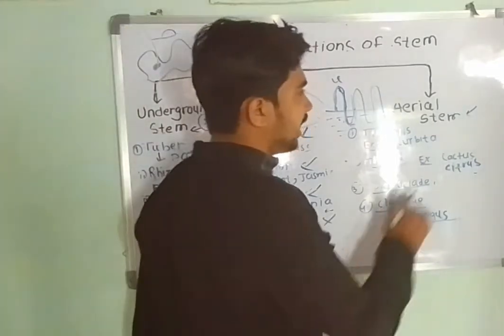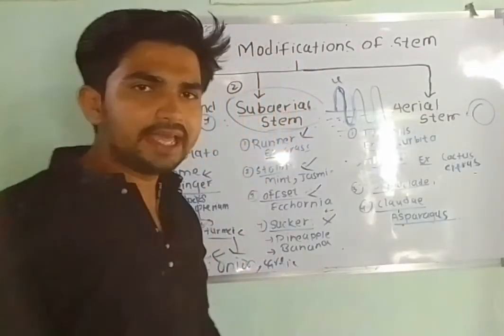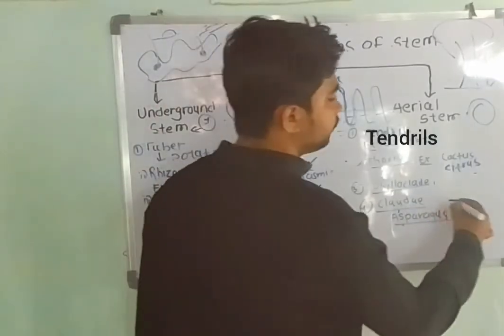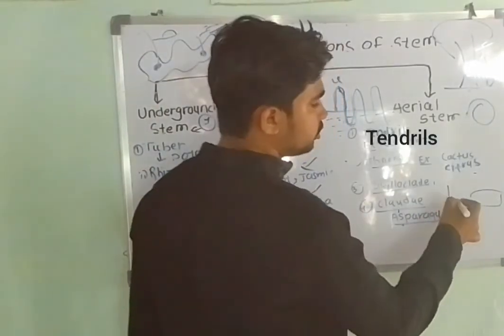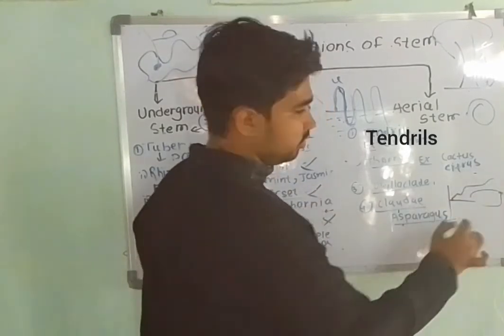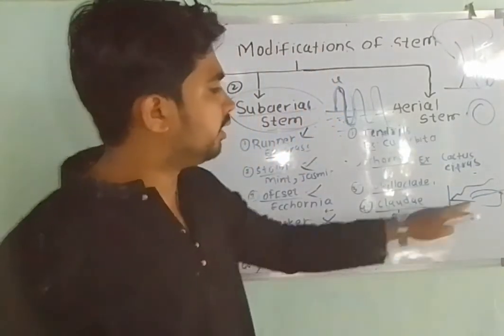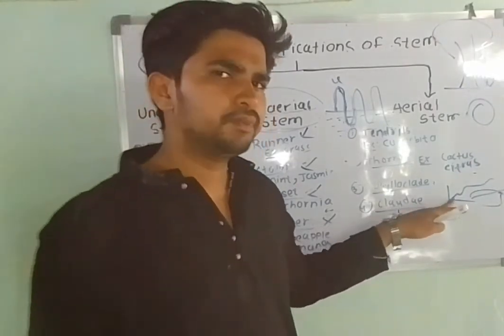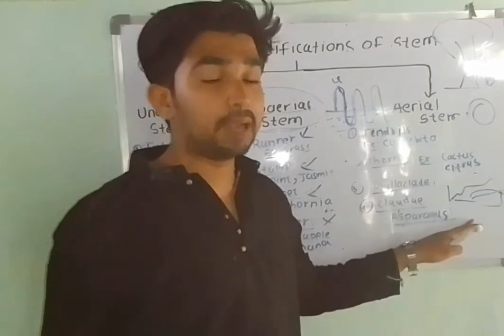And the last one is the aerial stem. What is meant by aerial stem? The stem which is present on the upward side, very high above the soil. The distance between the soil and the stem is very long. So for the aerial stem, number one is a tendril. Do you know about the tendril? A tendril is a wire-like structure which originates from the stem as well as the leaf. There is no special condition that a tendril originates only from the stem. It originates from other parts of the plant also.